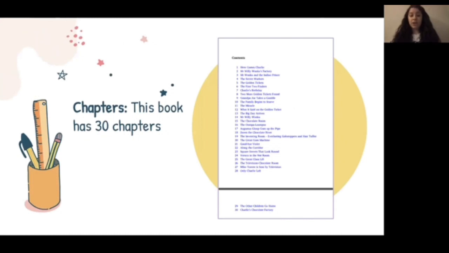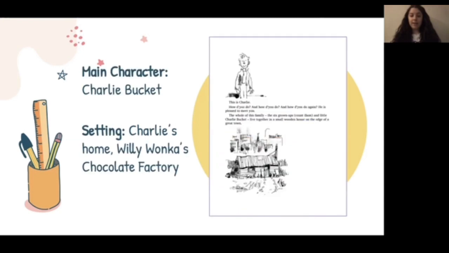First, here's the table of contents. Here we can see that the book has 30 chapters. They're each numbered and have a different title that gives us a hint as to what the chapter is about. Next, we'll look at a page that tells us about our main character.